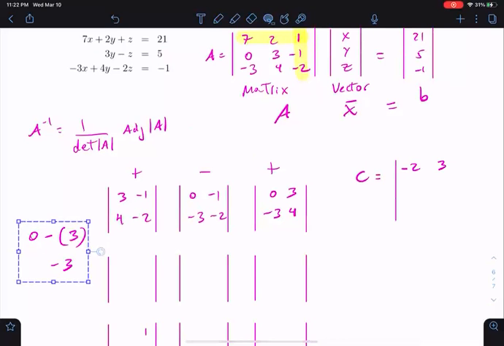The next value should be 0 times 4, that's 0. 0 minus negative 9, so that's going to be positive 9. So this is 9 now. Next.